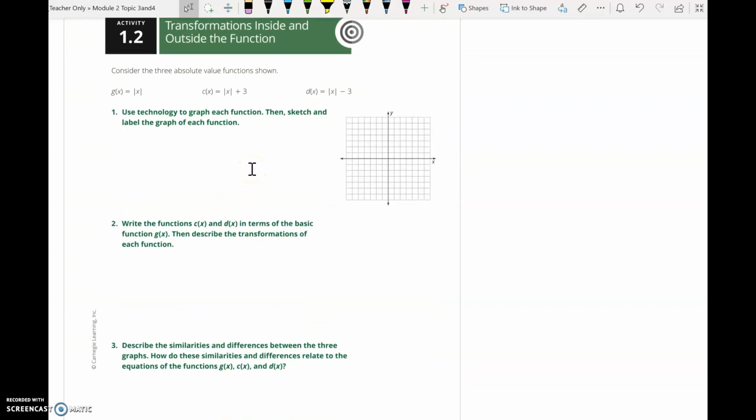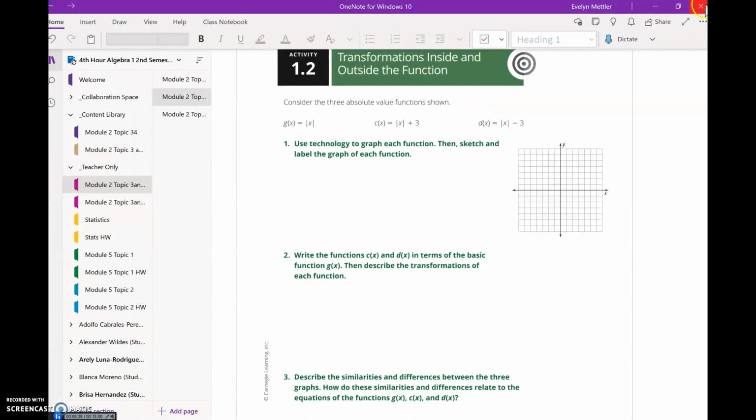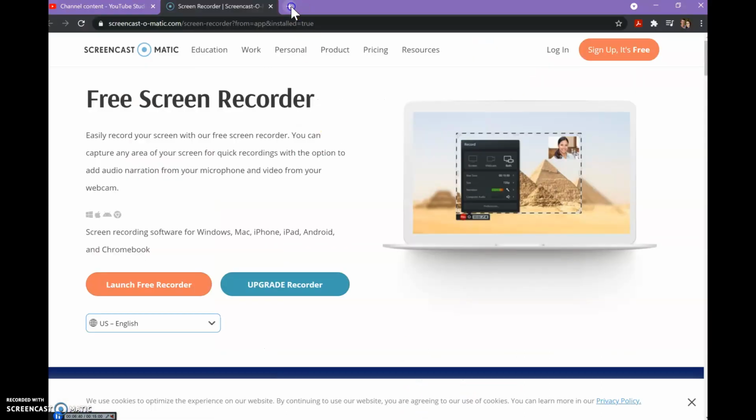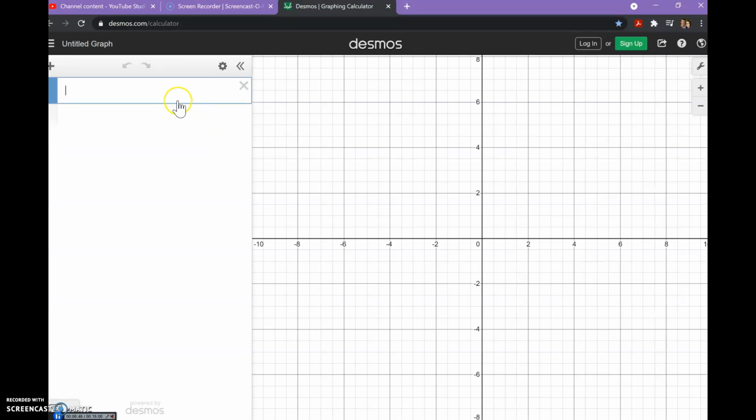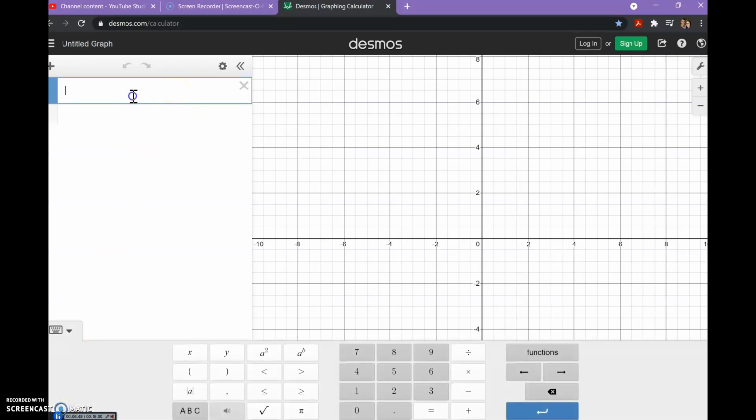We're going to use technology here to graph these, okay? So I'm going to pull up Desmos. And I'm going to start with just the absolute value of x. So y equals absolute value of x. So there it is. It's that V shape.